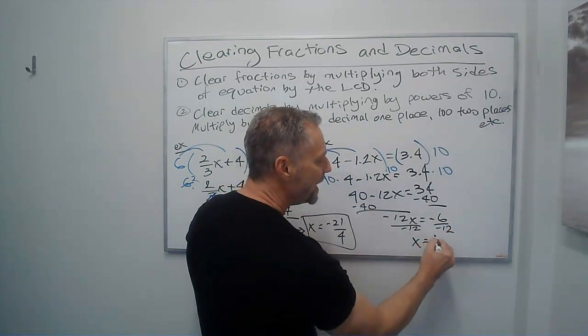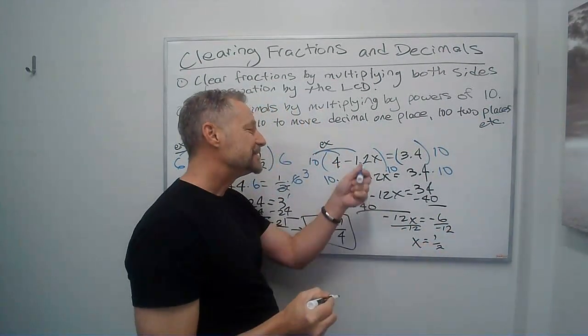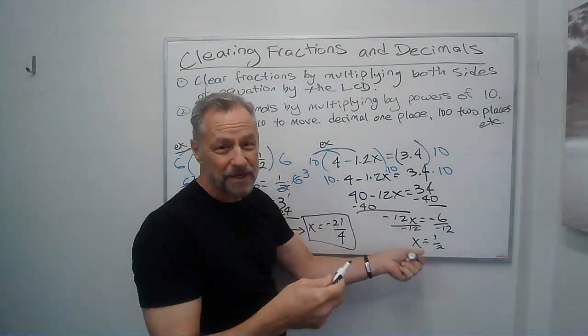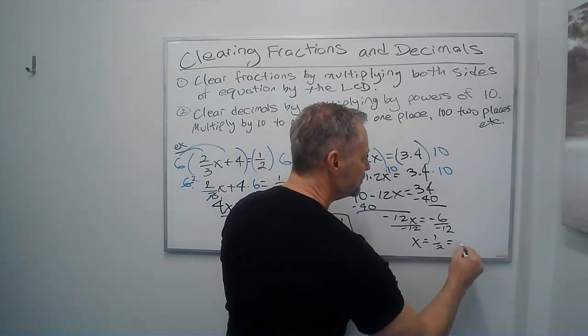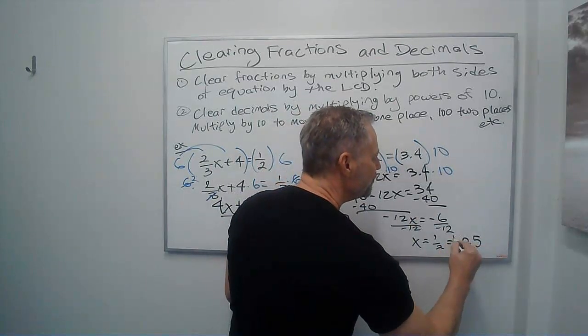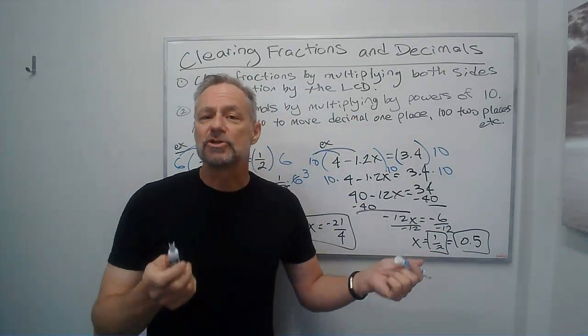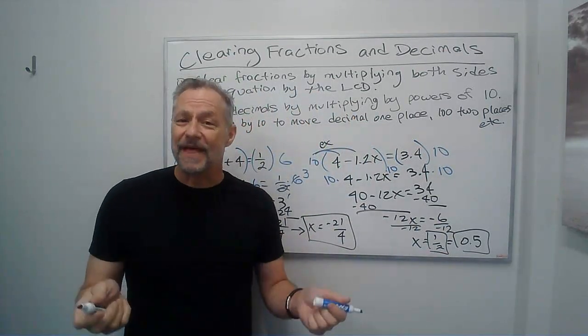x equals 1/2. Since we started with a decimal, if your teacher wants you to go to a decimal, then we do 1 divided by 2, which is 0.5. Whatever format they want the answer, both of those are the correct answer. Of course, they're equivalent. So that's the idea.